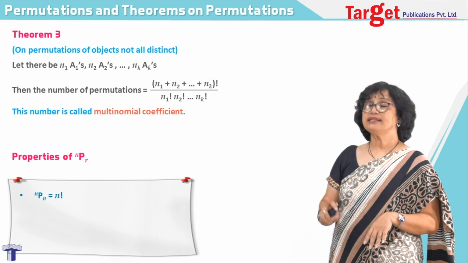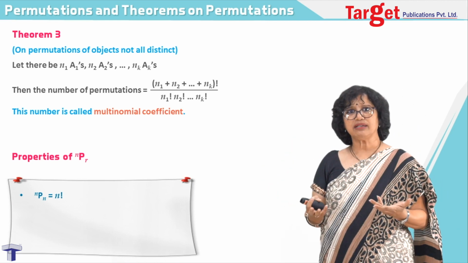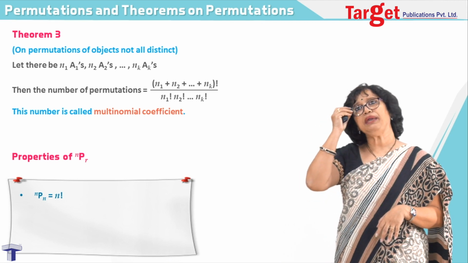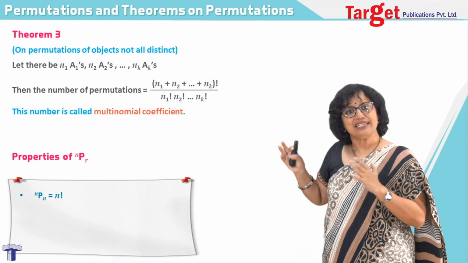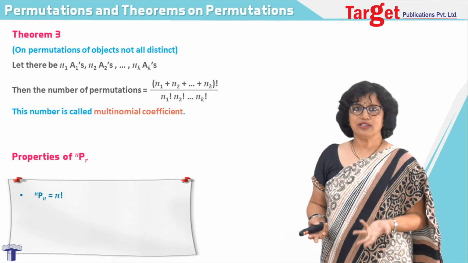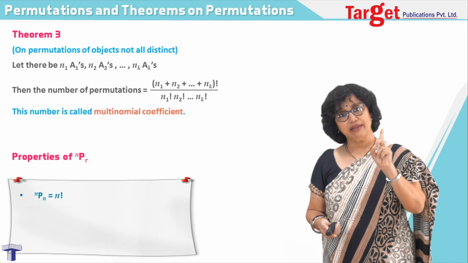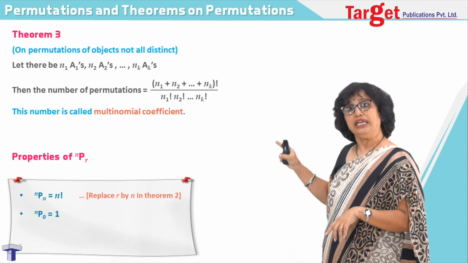Now my first property is nPn equal to n factorial. How many of you understood how I have written that? nPr was here, r objects are to be arranged out of n. When I say nPn, means all n are to be arranged, and they are all distinct. So answer should be n factorial using theorem 1. Okay. Now I go for next, and that is nP0 equal to 1.